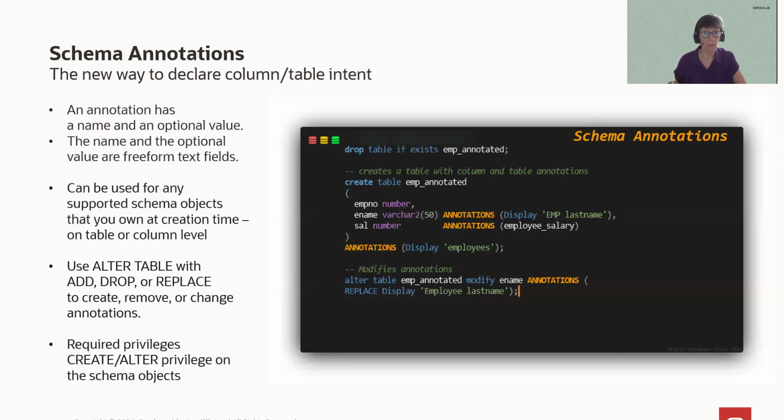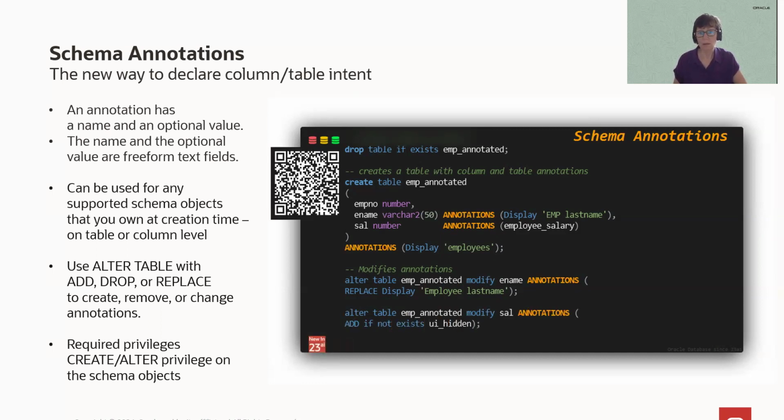On the right side, you see a nice example. The table emp annotated has a table and a column annotation. As you see, the column ename, for example, should be displayed as emp last name. At creation time, salary is annotated with employee salary, and the annotation for the table is employees. You can modify it afterwards with the alter table command. Here we changed the emp last name to employee last name, and we added, please don't show the salary, UI hidden, so that you know that you have to change this.